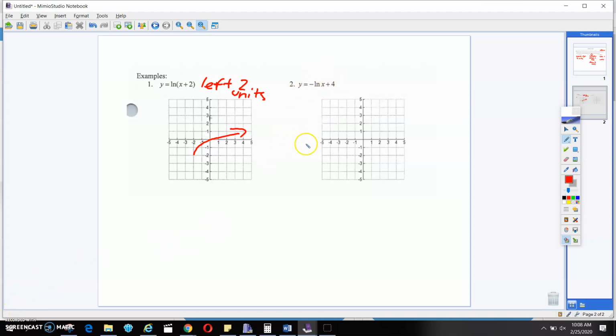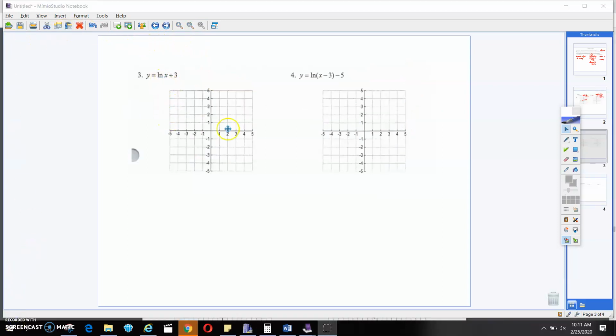Go ahead and try number 2. This without graphing. So look at this. It has a negative out front, so that's going to be a reflection across the x-axis. And then you've got this plus 4, so that's going to be up 4 units. Okay? Do you notice how there's no parentheses around anything? So then there's just a parentheses around this x. So that means that this is going to be an up 4 or up 3 shift.